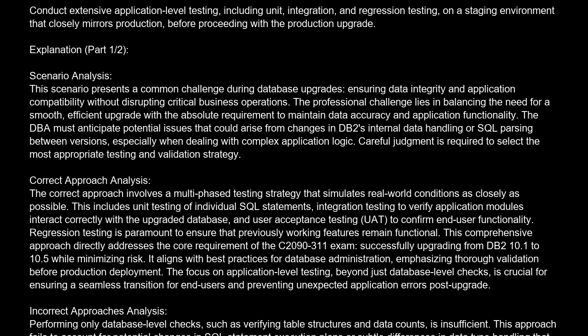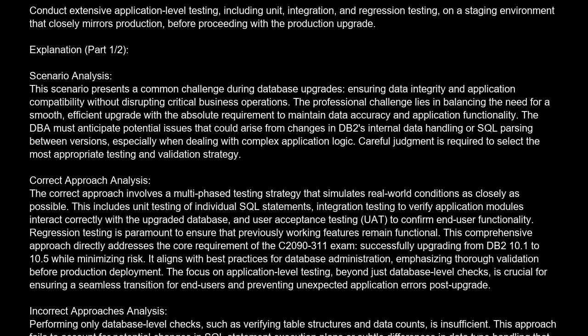The DBA must anticipate potential issues that could arise from changes in DB2 internal data handling or SQL parsing between versions, especially when dealing with complex application logic. Careful judgment is required to select the most appropriate testing and validation strategy. Correct approach analysis. The correct approach involves a multi-phase testing strategy that simulates real-world conditions as closely as possible. This includes unit testing of individual SQL statements, integration testing to verify application modules interact correctly with the upgraded database, and user acceptance testing, UAT, to confirm end-user functionality.